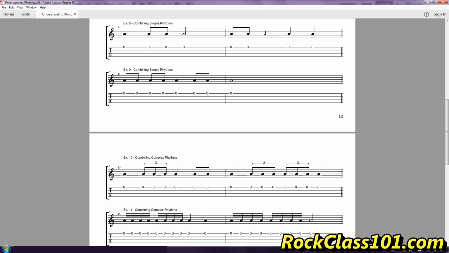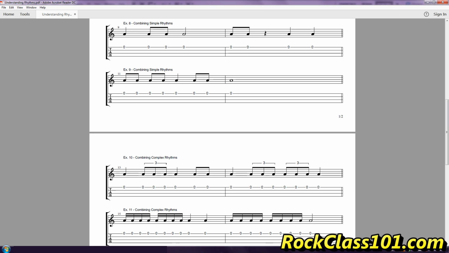Look at the next bar. We have 8th note followed by quarter rest followed by 2 quarter notes. So now we have 1 and rest, 3, 4. So together, 3, 4. 1 and rest, 3, 4. Again, 1 and rest, 3, 4.